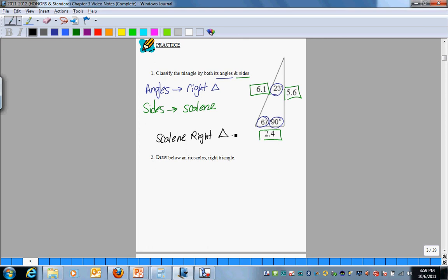triangle. It says draw below, draw an isosceles right triangle. Of course, isosceles means two congruent sides, and right means you have a 90-degree angle. So I want to draw a triangle with two congruent sides that has a 90-degree angle. Here's two different versions. And that would show an isosceles right triangle.